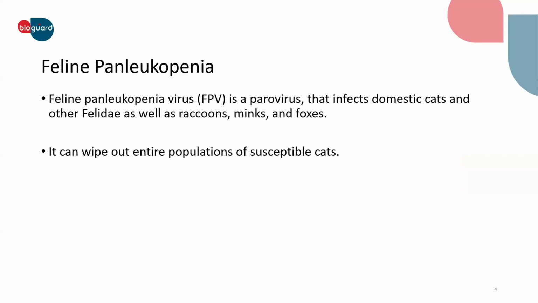And since we know this is a parvovirus, this FPV can infect domestic cats and also other Felidae, as well as raccoon, mink, and fox. And once the cats get infected, for those susceptible cats, meaning those without proper immunity, the whole population may be wiped out once they get the infection.